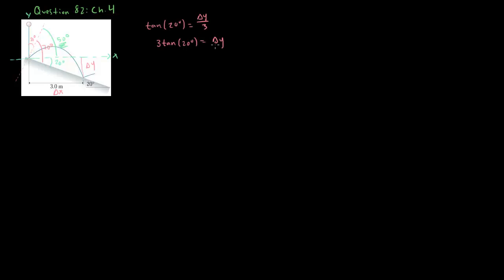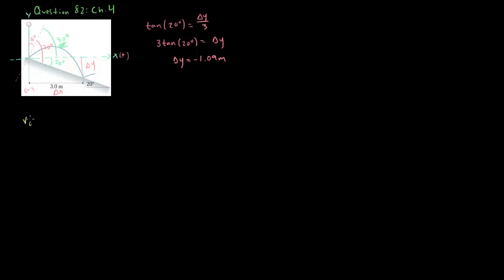And you should get delta y equals, so remember, you would get a positive number, but since I'm going to define down as my negative and up as my positive, and right as my positive, left as my negative, I know that delta y is actually going to be negative 1.09 meters.